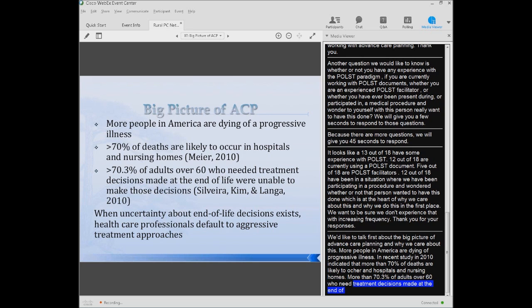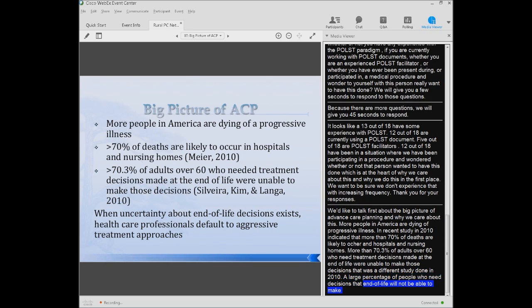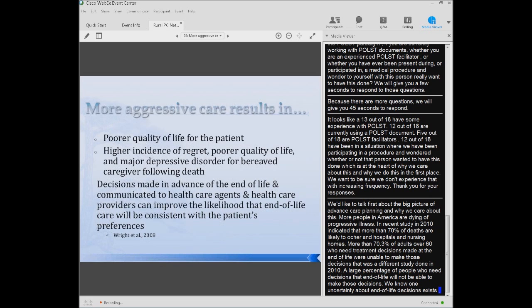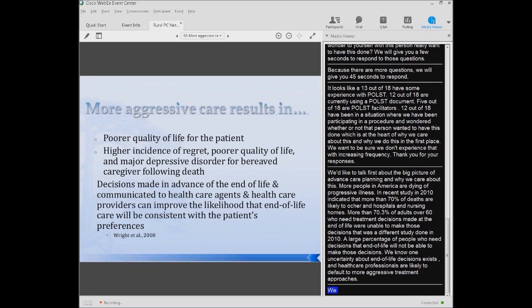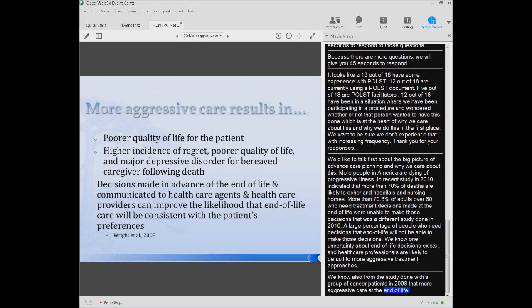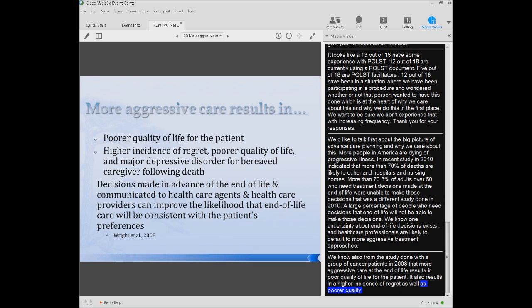So a large percent of people who will need decisions at end of life will not be able to make those decisions. We know that when uncertainty about end-of-life decisions exists, healthcare professionals are very likely to default to more aggressive treatment approaches. And we know also from this study done with a group of cancer patients by Wright et al. in 2008, that more aggressive care at the end of life does result in poor quality of life for the patient, and it also results in a higher incidence of regret, as well as poor quality of life, as well as major depressive disorder for the bereaved caregivers following death.